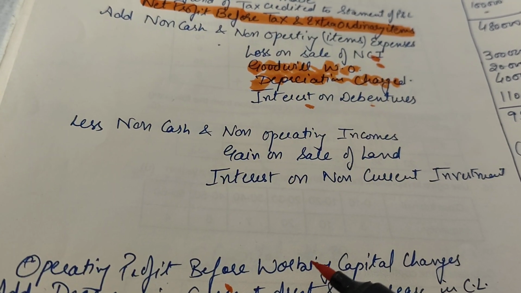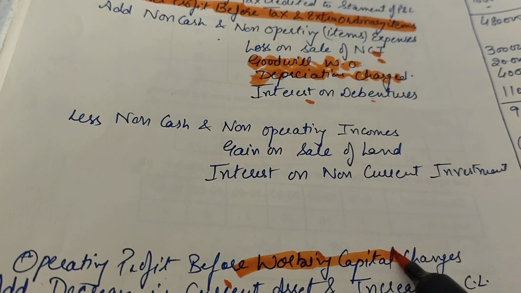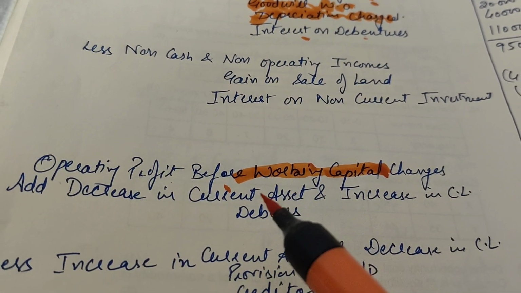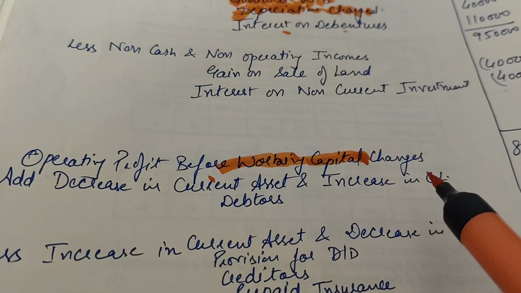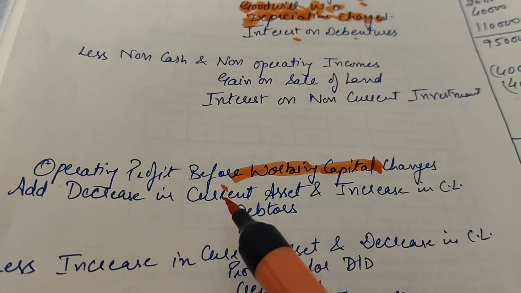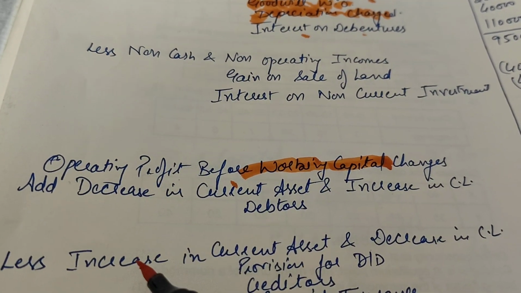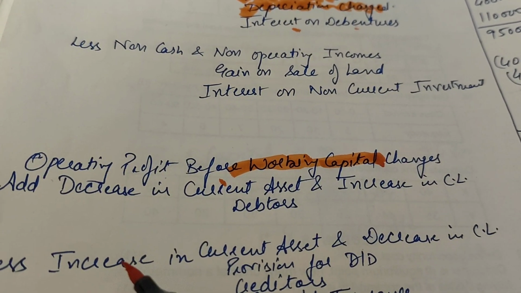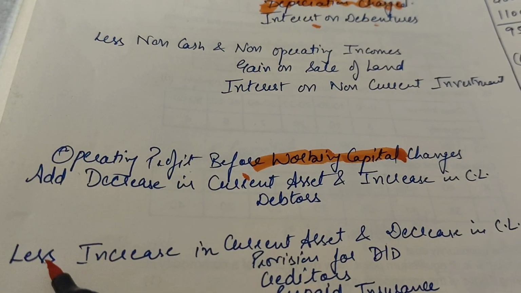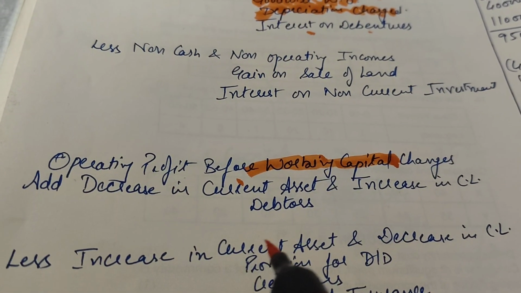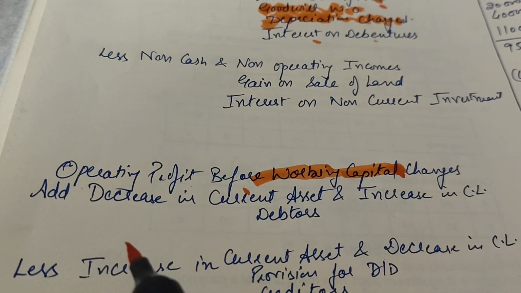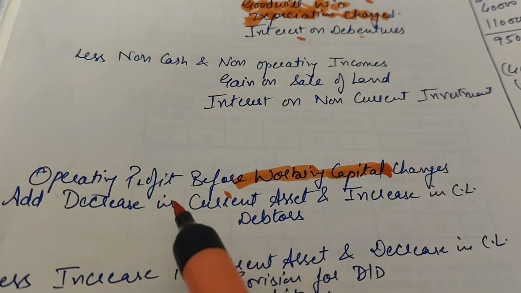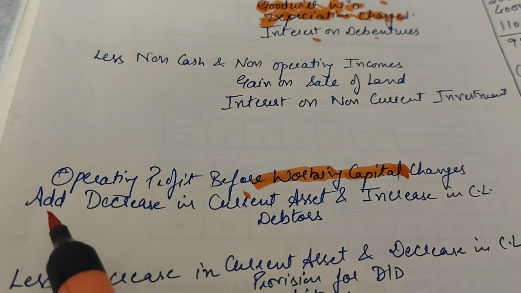Now after this we will talk about the working capital changes. What are the working capital changes? Working capital stands for current assets and current liabilities, so now we will consider CA and CL. If current assets in the business increase, that means money is going out. If I talk about inventory, when you buy inventory your money is going out, so that should be deducted. Increase in current assets is deducted, and vice versa, decrease in current assets is added, because if you are selling your inventory you will receive the money, so it should be added.